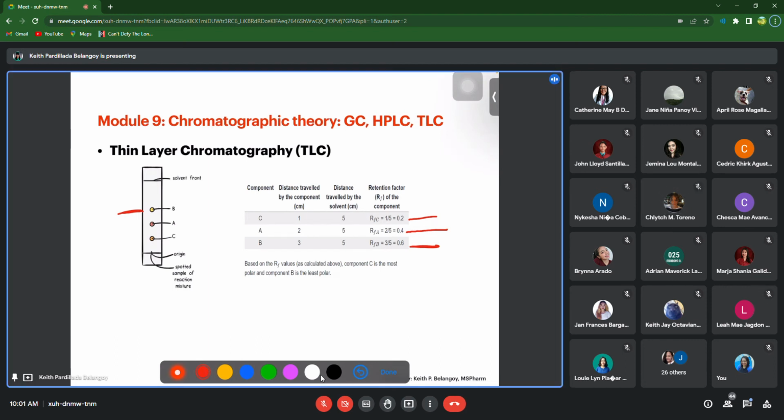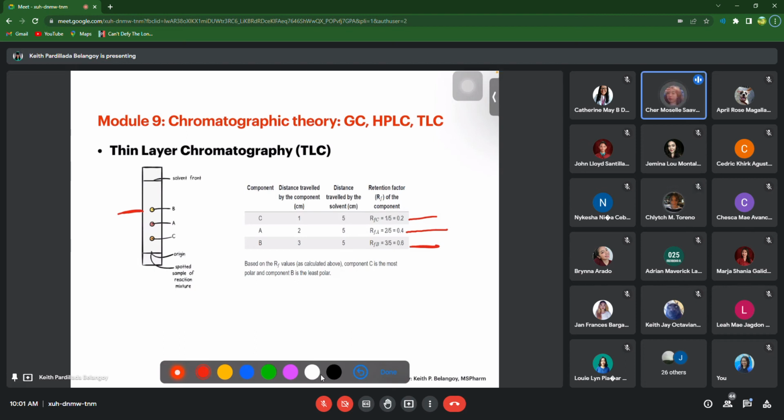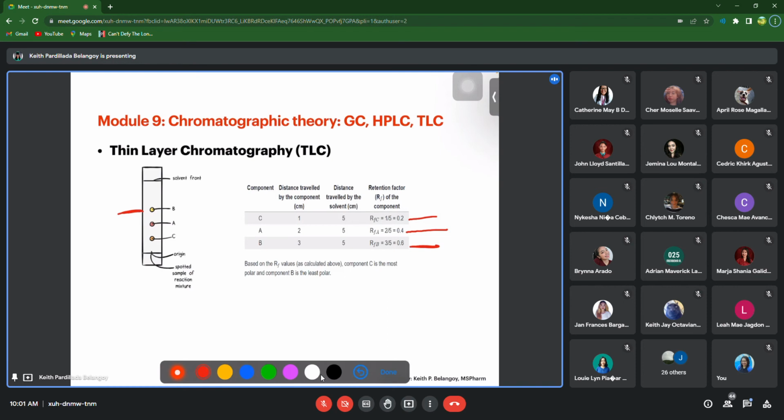How about Kabahog? The one that traveled the farthest, which is which spot? Non-polar, Miss. Okay. Which spot is non-polar? Spot B. Okay. So again, going back, the least distance traveled in TLC is the most polar, and the maximum distance traveled is the least polar.